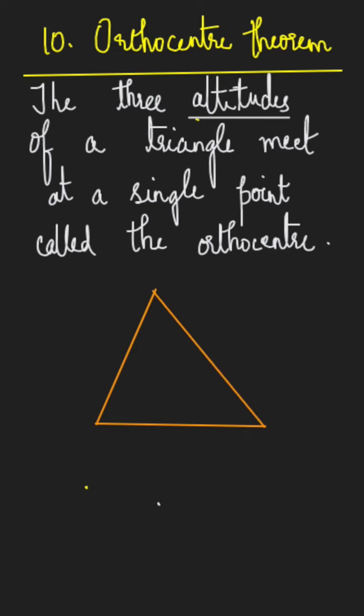An altitude is a line segment which is drawn from the vertex of one of the triangle's corners to the opposite side or its extension, making a 90-degree angle. So this is an altitude. According to this theorem, all the altitudes must meet at a single point called the orthocenter. Now let us draw all the altitudes here from the three corners. If you see, all these altitudes are meeting at this single point, which is called the orthocenter.